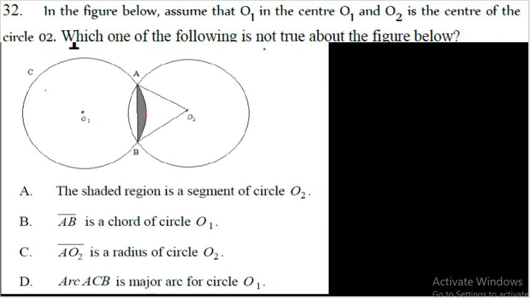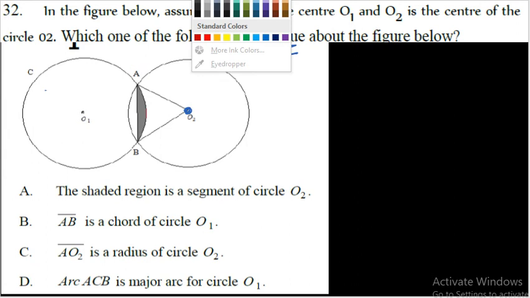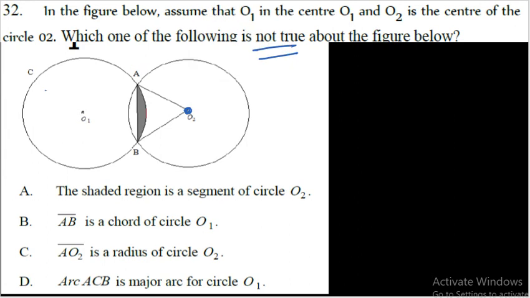Which one of the following is not true? Then the shaded region is the segment of circle O2. Where is circle O2? O2 is here. So this shaded region, is it a segment for it? First of all, try to be clear what means segment. Let us try to remember.